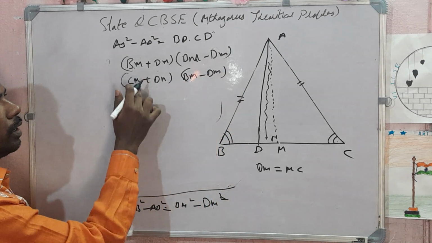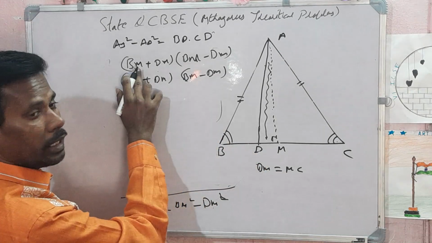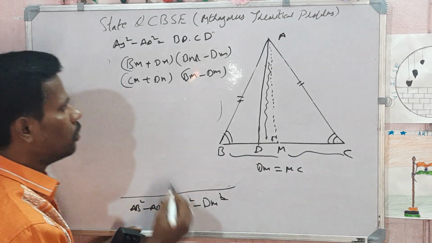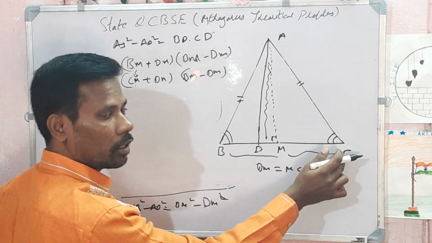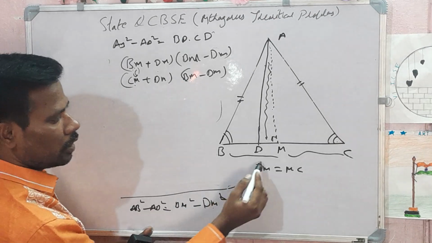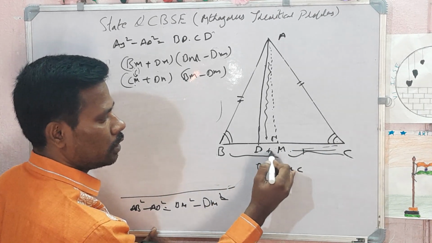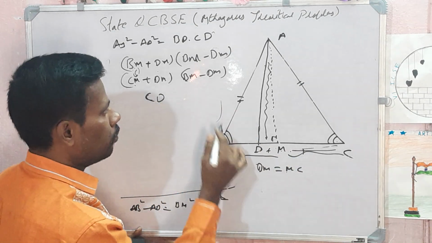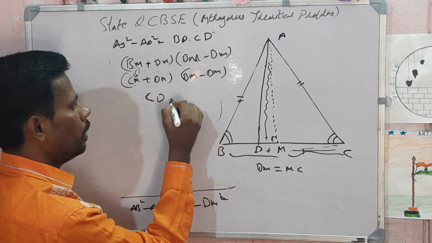In place of BM I have written CM, because BM is equal to MC, which we have already proved. Are you following what I am saying? Now, what is CM plus DM? CM plus DM is equal to CD. Now BM minus DM: this complete length minus this length is nothing but BD.